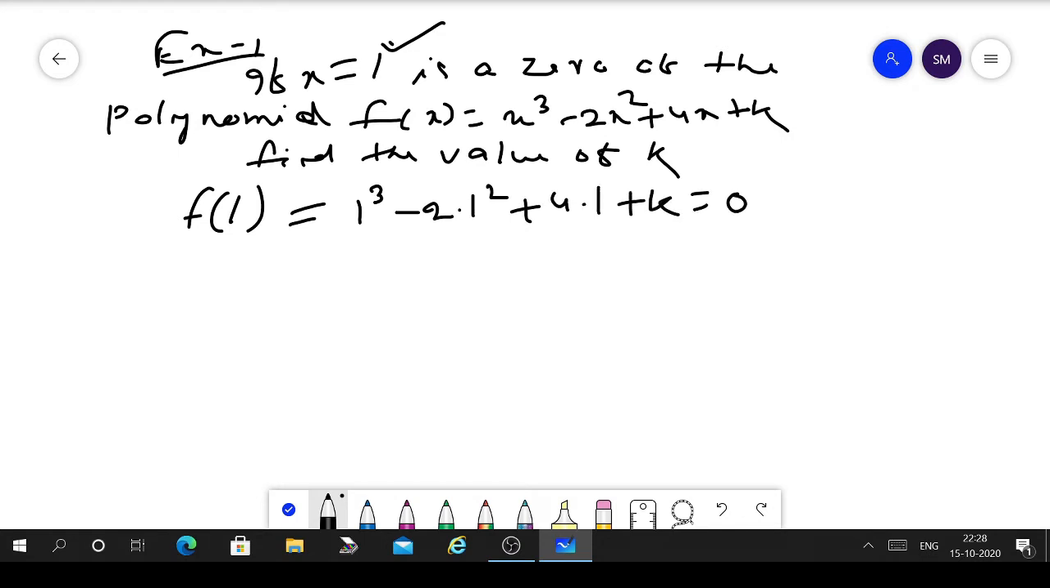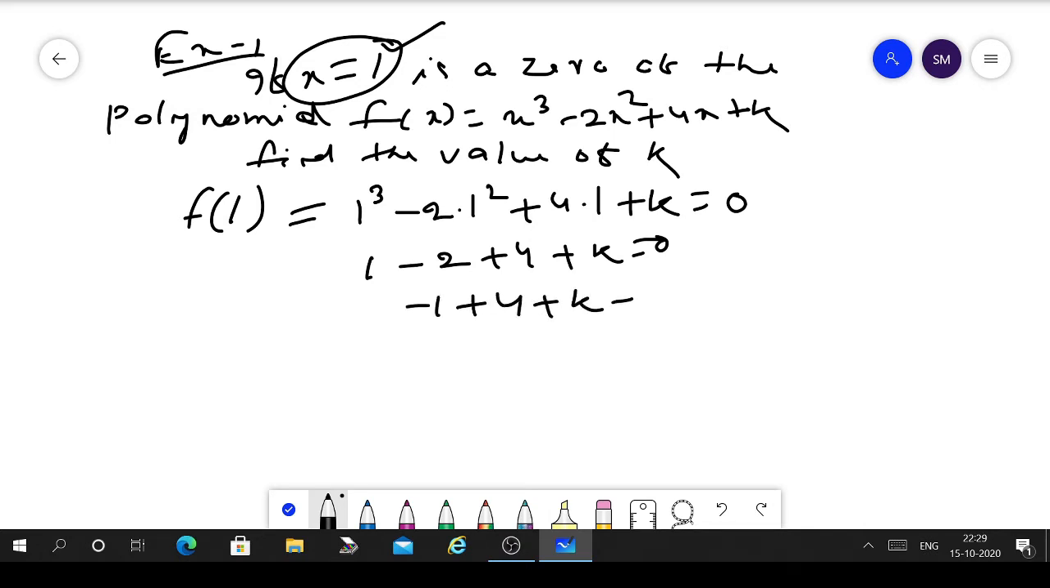As x equal to 1 is a zero of the polynomial, then what happened? 1 minus 2 plus 4 plus k is equal to 0. Then minus 1 plus 4 plus k is equal to 0. k plus 3 is equal to 0, means k equal to minus 3. Here the value of k is minus 3. Okay, then next question.